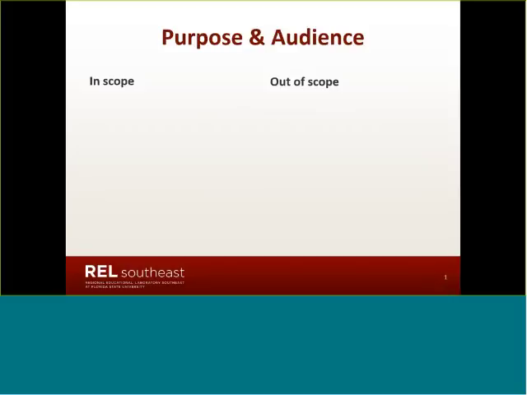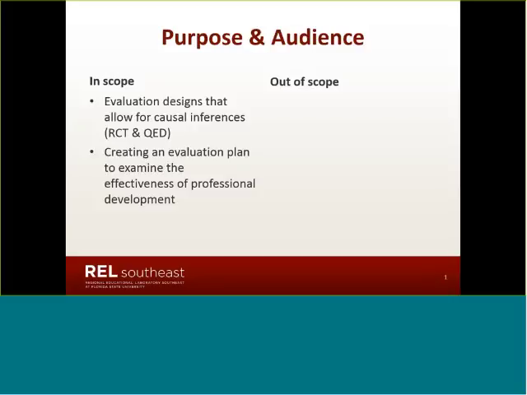We also got the understanding that there's a need for guidance in best practices for professional development. However, there are thousands of studies on implementation of professional development in various content areas and thousands of educational program evaluations. Therefore, to meet our charge of developing a successful professional development program evaluation, our webinar series has the following scope. Our main goal is to show you evaluation designs that allow for causal inferences. Those are randomized controlled trials and quasi-experimental designs. And the context in which we're putting that is for examining the effectiveness of professional development.